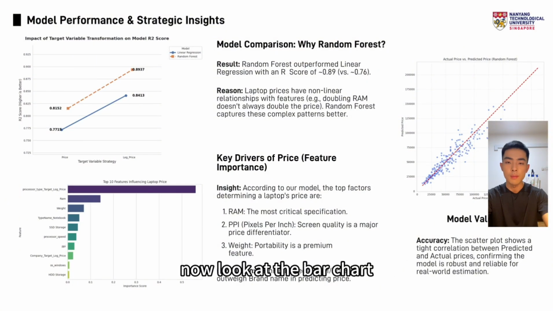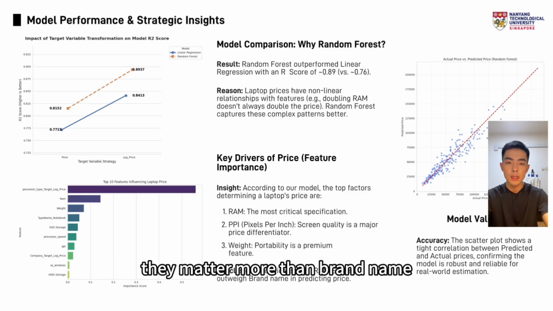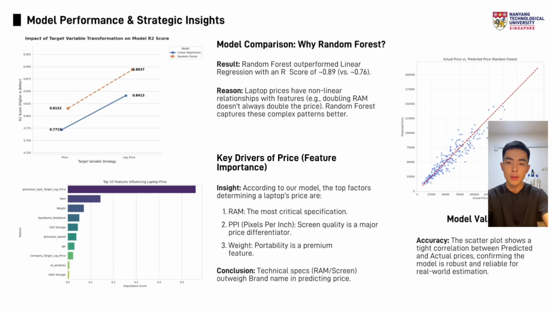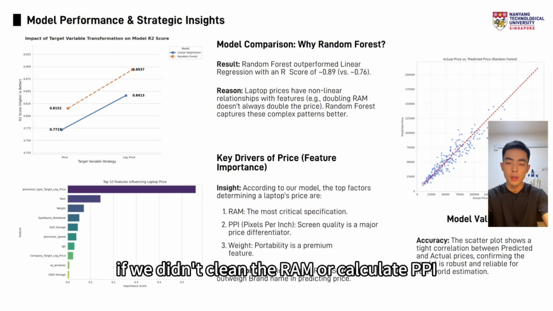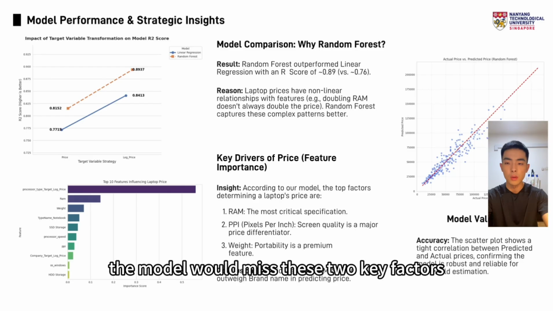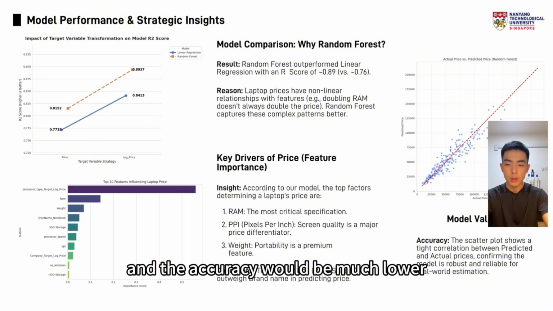Now, look at the bar chart. The most important features are RAM and PPI. They matter more than the brand name. This proves our cleaning work was critical. If we didn't clean the RAM or calculate PPI, the model would miss these two key factors, and the accuracy would be much lower.